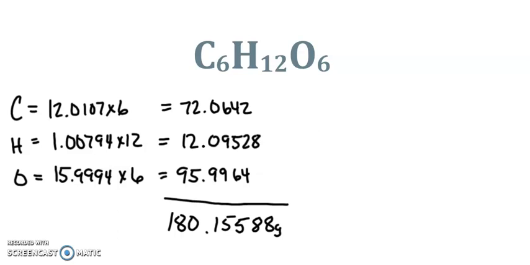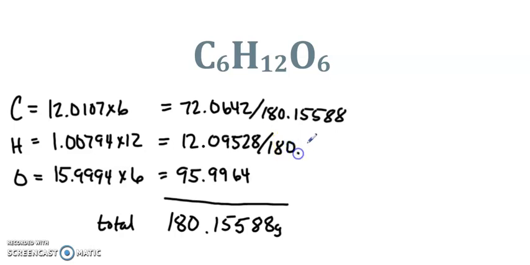Okay, so we went and we figured out each one of these by multiplying carbon by 6, hydrogen times 12, and the oxygen times 6. And so then we went and added up those to figure out our total. Because remember, it's a part divided by a total. So you divide by 180.15588. Divide by 180.15588.